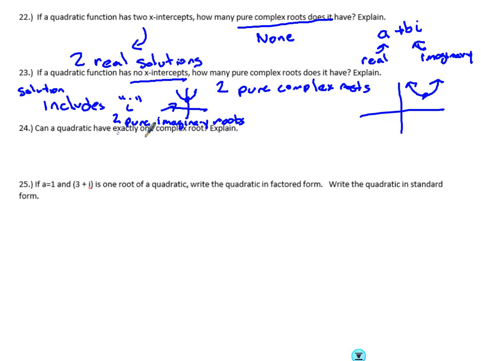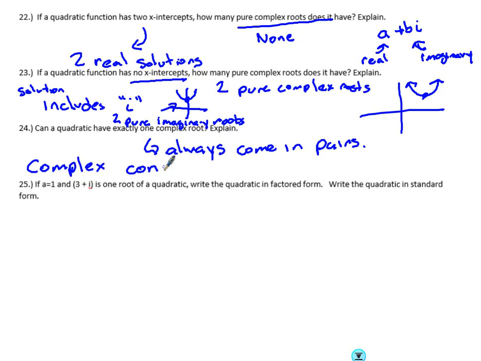A quadratic cannot have one purely complex root. Complex roots always come in pairs. More specifically, these pairs are called complex conjugates, where if one solution is a plus bi, the other solution is a minus bi.